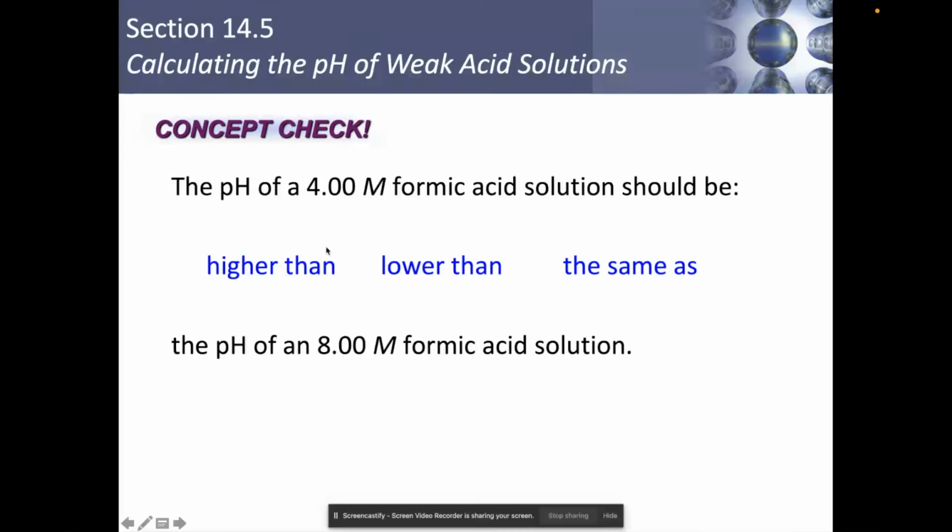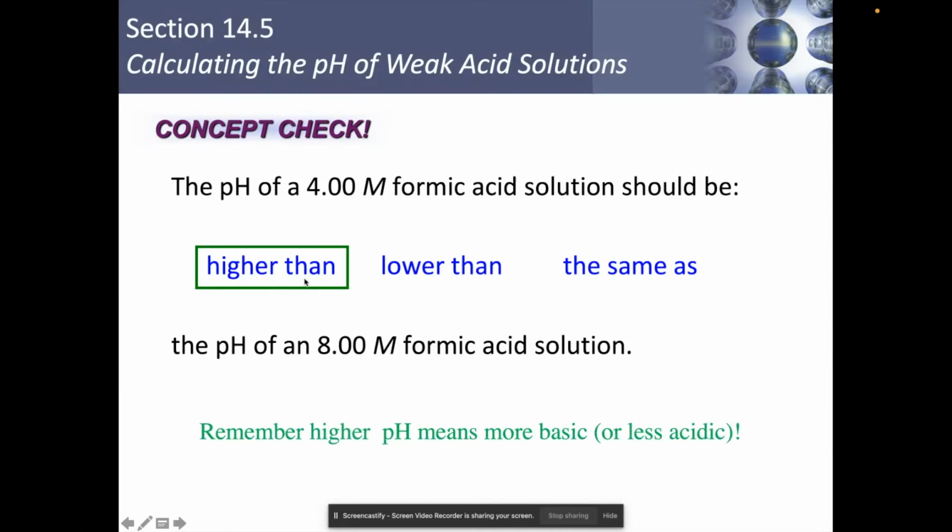Now, what about the pH? Is the pH value going to change if I have 4.00 molar formic acid versus 8? That should get higher. Why? Because again, it's proportional. So the amount of hydronium ion is less here. And since it's less, that means the pH is going to be larger. And remember, larger pH means less acidic or more basic. So of course, this has a lower concentration. The pH should get higher because that means it is a weaker acid.